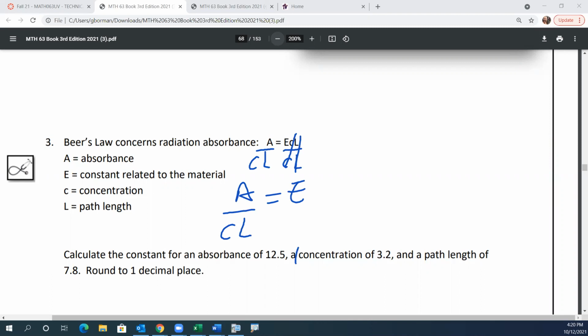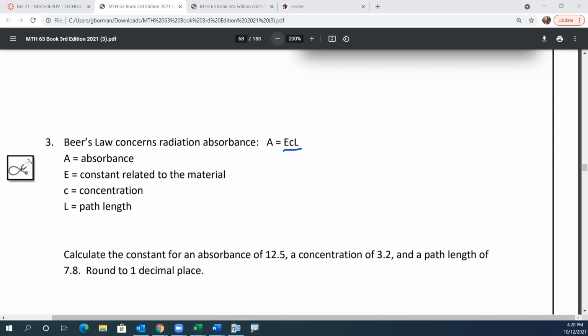And then I can say, well, I know A is 12 and a half. I know that C is 3.2. And I know that L is 7.8. And then I just go straight to the calculator at this point, plug that in, and I'm done. And I get 1/2 once again. And you'll notice this right here, that's the same thing that we had before. Okay, keep an eye on that.